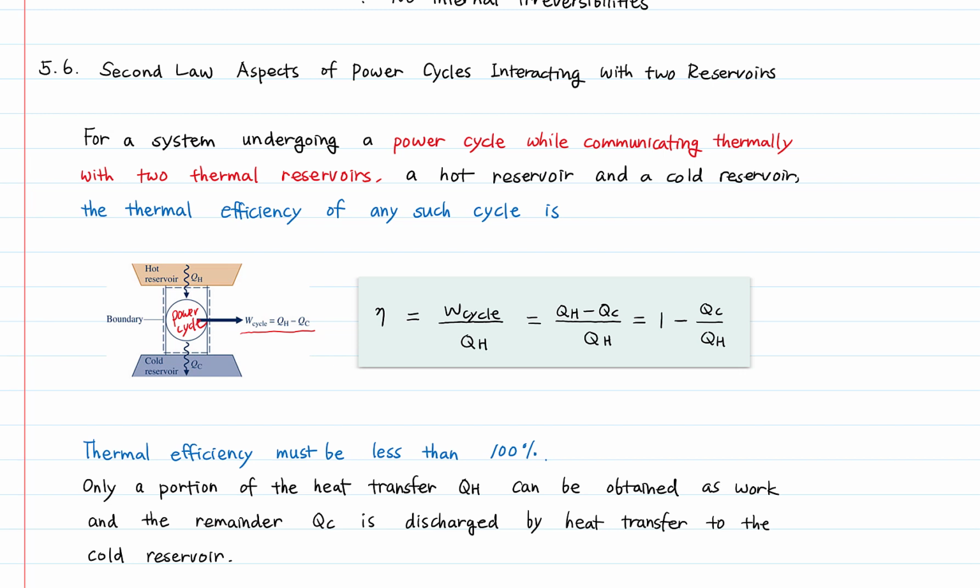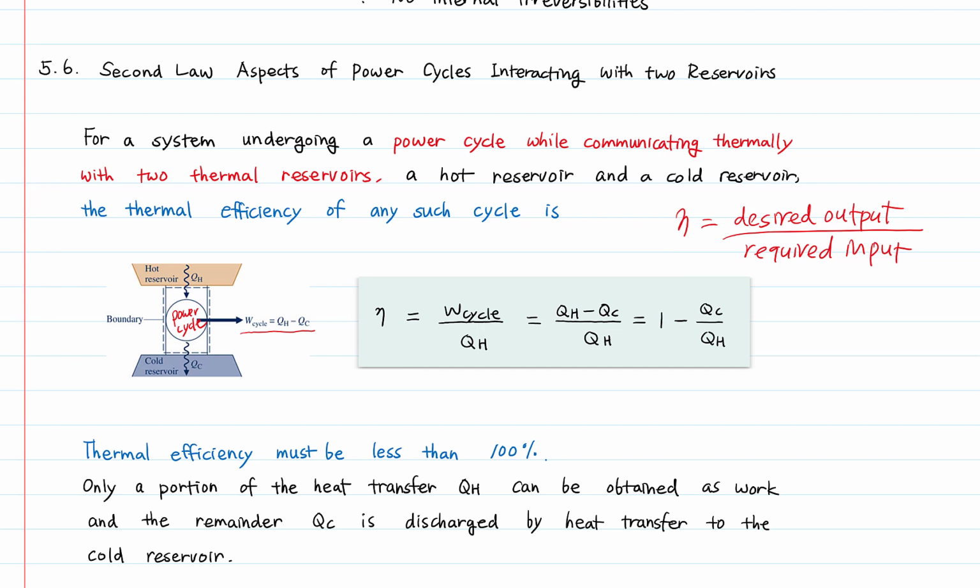The performance of a power cycle is expressed as thermal efficiency. Efficiency of a device is defined as the ratio of the desired output divided by the required input. So the thermal efficiency of a power cycle is defined as work divided by the heat input. We use the symbol eta to denote the thermal efficiency of a power cycle.